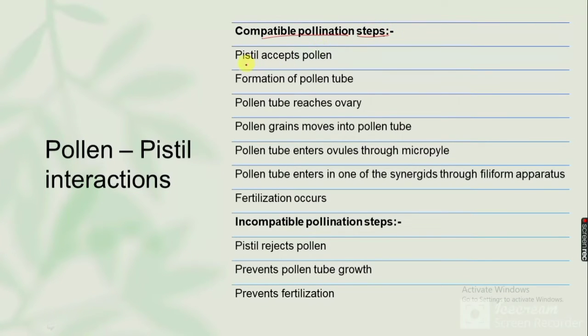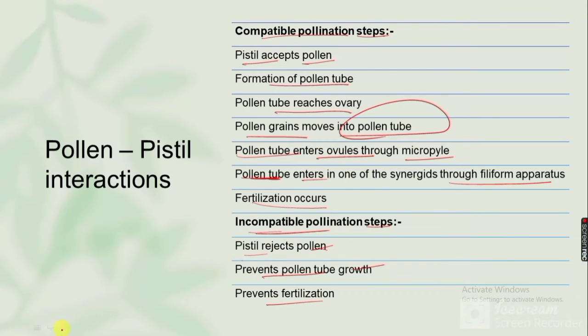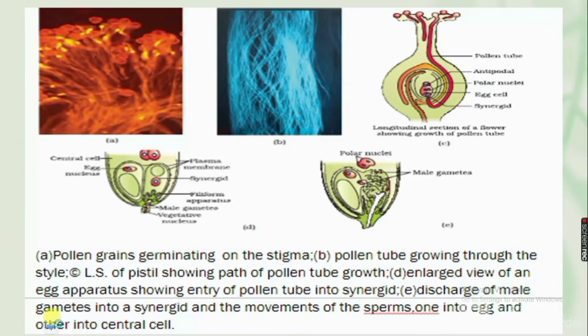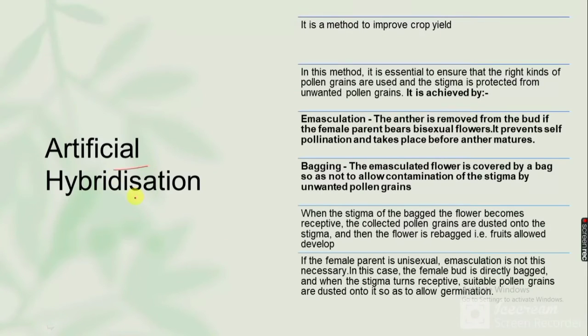Compatible pollination steps. The pistil accepts the pollen, then the pollen tube forms, then the pollen tube reaches the ovary, pollen grains move into the pollen tube, then the pollen tube enters the ovules through the micropyle, then enters the filiform apparatus, and fertilization occurs. If there is incompatible pollen, then the pistil will reject the pollen, prevent pollen tube growth, and prevent fertilization. Here you can see the diagram.